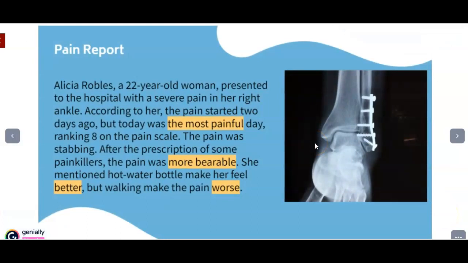Here I have another example. And observe how I'm using superlatives and comparatives. Alicia Robles, a 22-year-old woman, presented to the hospital with a severe pain in her right ankle. According to her, the pain started 2 days ago, but today was the most painful day, ranking 8 on the pain scale. You know the pain scale, right? The pain was stabbing. After the prescription of some painkillers, the pain was more bearable. She mentioned a hot water bottle made her feel better, but walking made the pain worse. So this is the way in which we can use comparatives and superlatives when we are talking about pain.